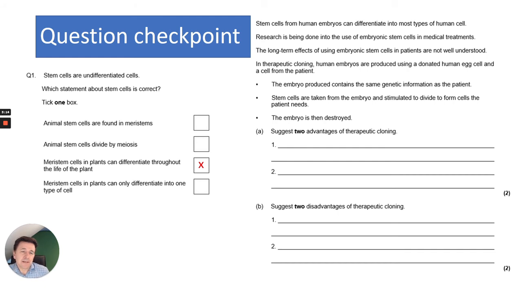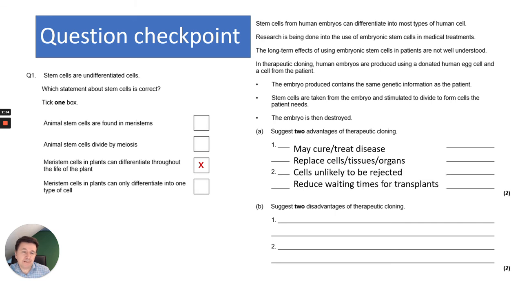Okay, so this one here is more kind of what you'd expect to see in a higher tier paper. So they give you lots of information about stem cells, therapeutic cell cloning, and they're talking about advantages and disadvantages. So I'm going to show you the answers for advantages. Now, you only need 2 of these answers, okay, but you could write these down maybe with a green pen.